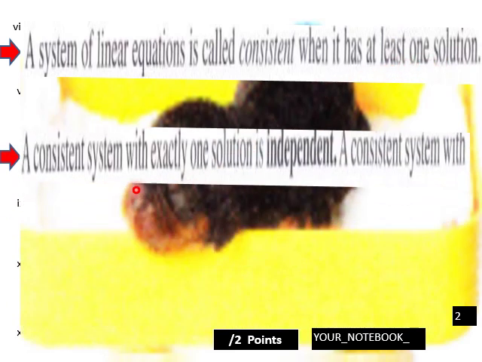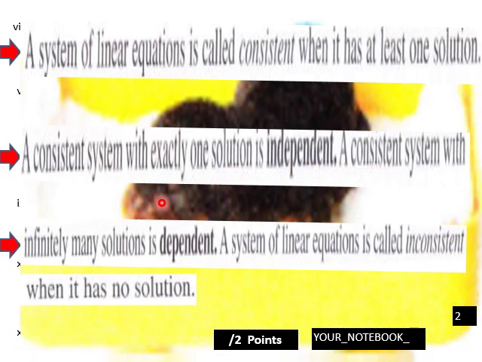Page 2 of your notebook. A system of linear equations is called consistent when it has at least one solution. A consistent system with exactly one solution is independent. A consistent system with infinitely many solutions is dependent. A system of linear equations is called inconsistent when it has no solution. So we have independent, dependent, consistent, and inconsistent. So we have 4 different terms there to be prepared to know.